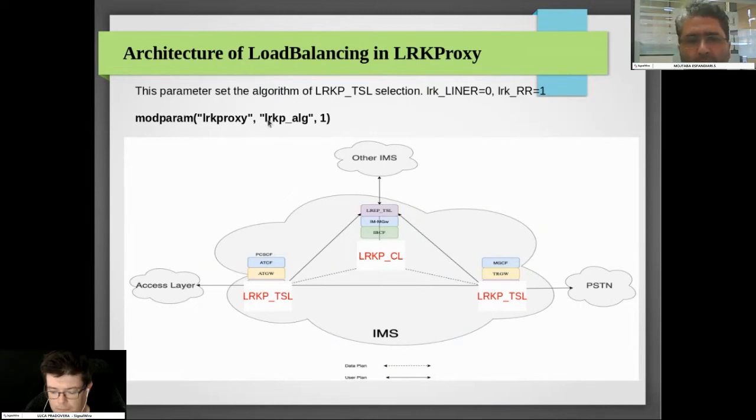LRKProxy has different parameters. For example, we could use one LRKProxy control layer and multiple stateful layers for load balancing in our project or our networks. For example, by setting this parameter of the LRKProxy algorithm to one, we use a round robin algorithm for using all of our nodes in the IMS network.